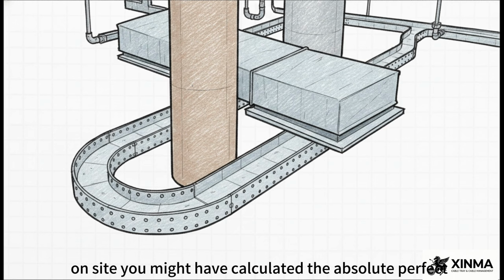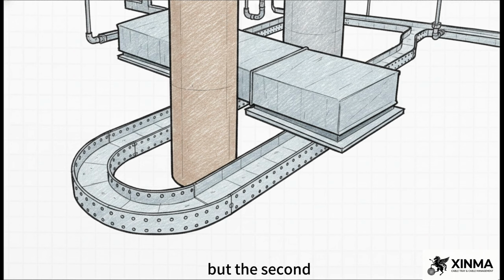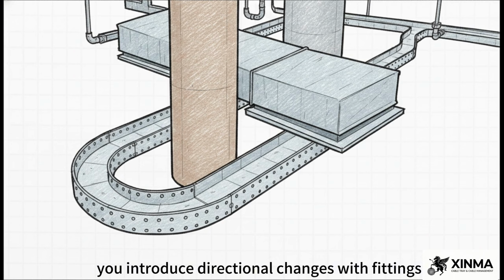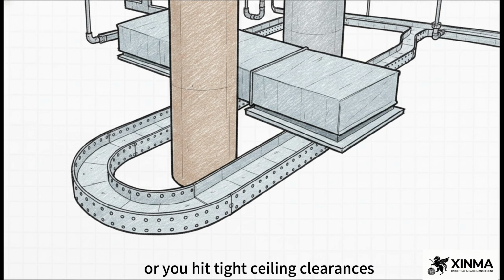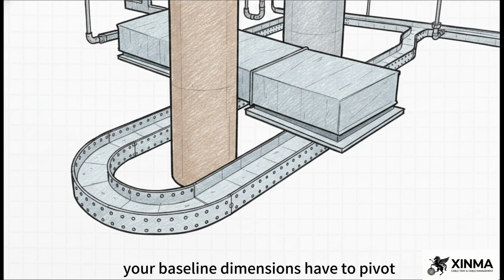You might have calculated the absolute perfect straight-run width, but the second you introduce directional changes with fittings, or you hit tight ceiling clearances, or run into complex building geometry, like unexpected support columns, your baseline dimensions have to pivot. The correct dimension is highly localized. You have to verify that your selected tray actually fits the physical route, not just the math.